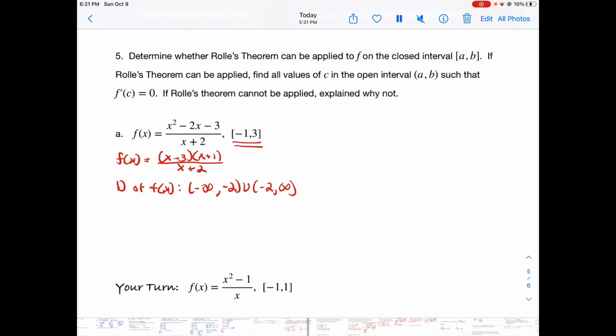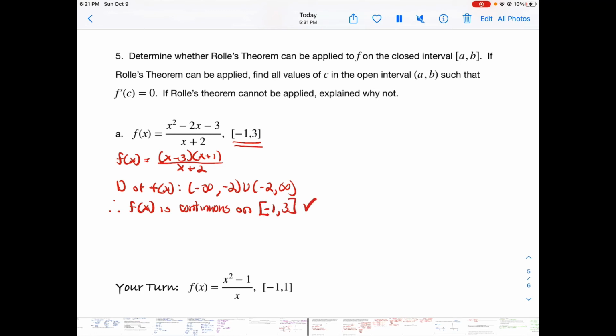-2 isn't in our interval from -1 to 3, so it is continuous on that interval from -1 to 3. So we prove continuity on a closed interval. Okay, next I need to prove that it's differentiable on that closed interval. So in order to prove differentiability, let's find the derivative of f of x.